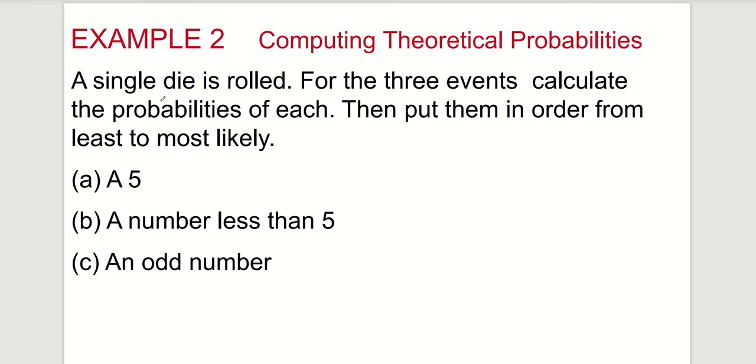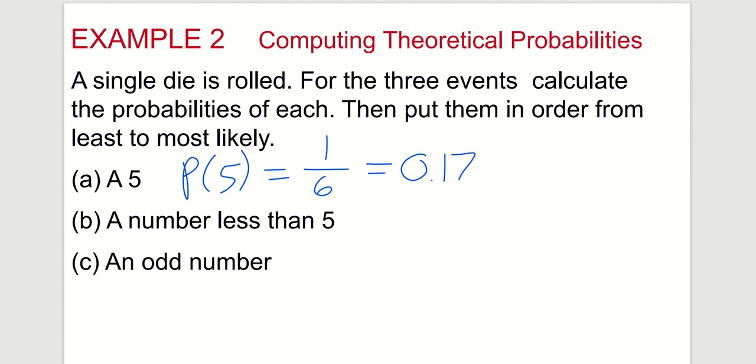Suppose we roll a single die. We want to calculate the probability of each of these events, and then we want to put them in order of least likely to most likely. The probability of getting a 5 would be the number of 5s on the die. There's only one 5 out of 6 total possibilities. This would be 0.16 repeating, which I will round to 0.17.